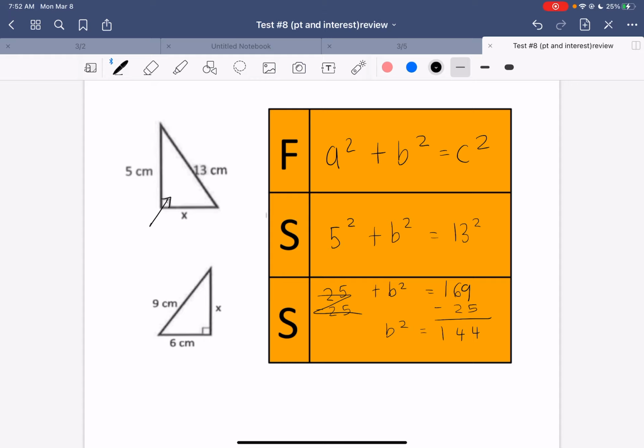So in order to find the length of b, we have to take the square root of both sides, which gives us the square root of b squared is b equals, and the square root of 144 is 12. So that is the number that would go on that triangle there. So take a moment and solve for that other one.